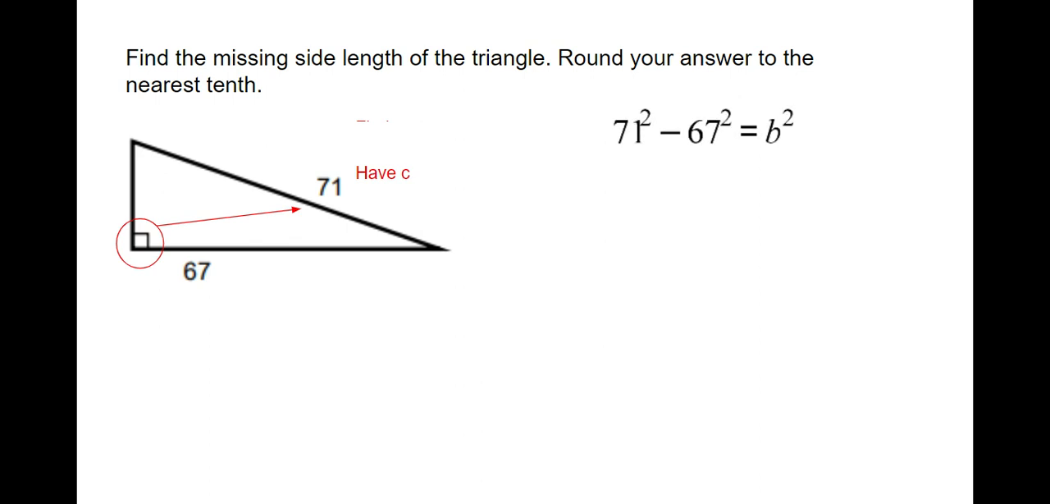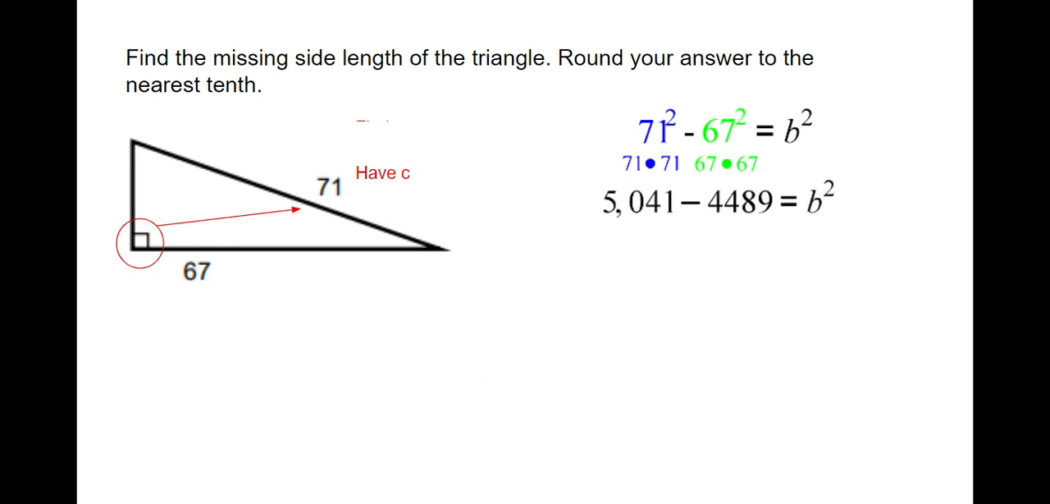So I'm going to square my values, and I'm going to subtract them. 71 squared minus 67 squared equals b squared. Remember that 71 squared means 71 times 71. 67 squared means 67 times 67. And I get 5,041 minus 4,489 is equal to b squared. When I subtract those, I get 552.